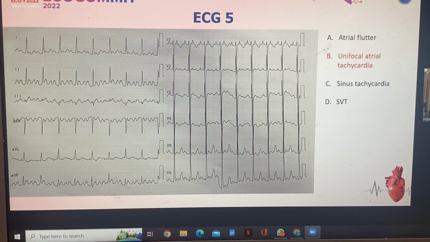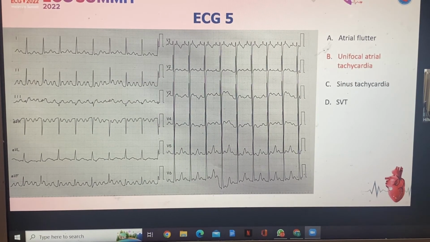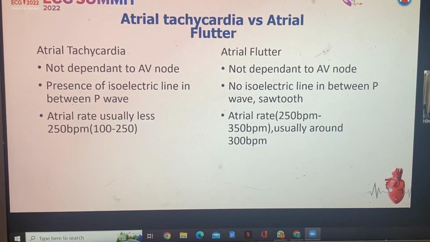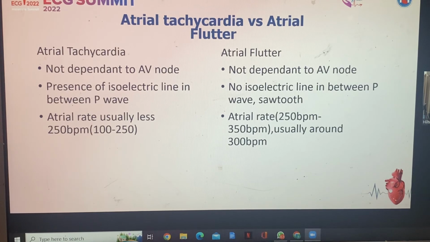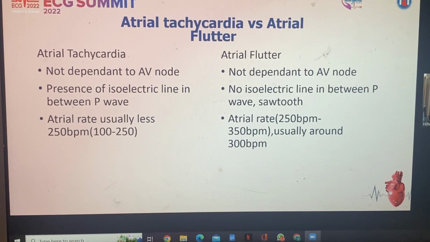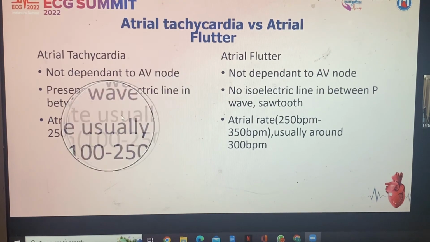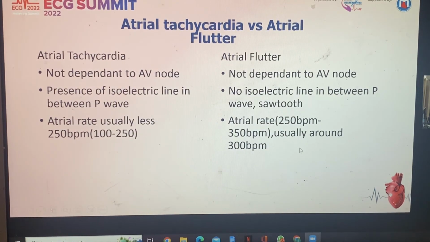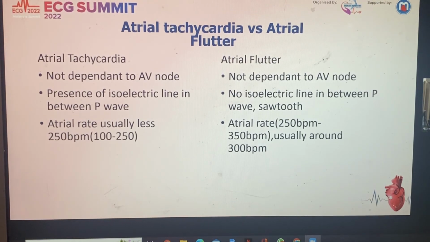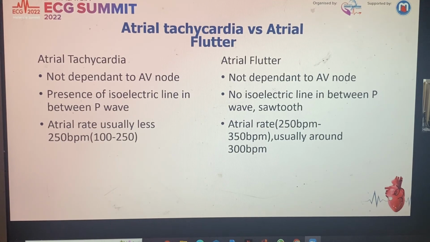And then number 2, look at the rate. Look at the ventricular rate. It is not 150. All right? It's not 150, the ventricular rate. This is more around 100, around 120. So atrial tachycardia and atrial flutter are both not dependent on the AV node, so usually they are not terminated by your beta blocker or your adenosine. And then look at the rate. The atrial rate is faster in flutter, 250 to 350 beats, usually around 300. But in atrial tachycardia, the rate is slightly lower.